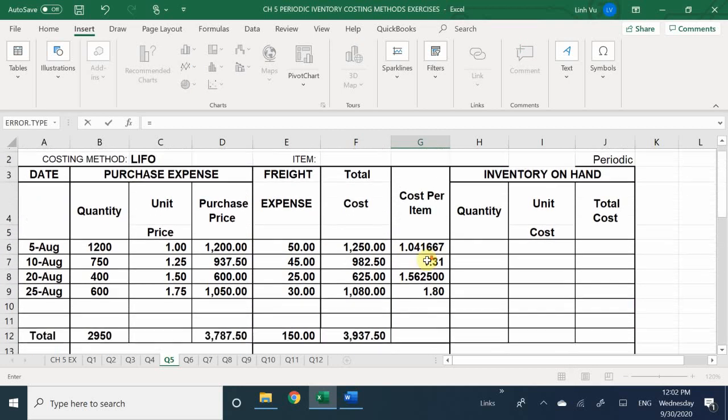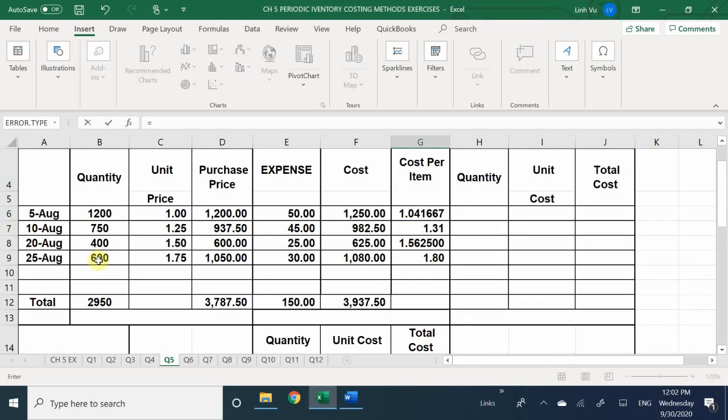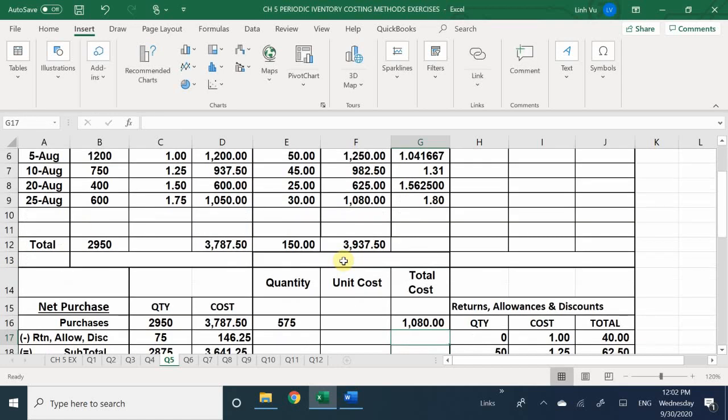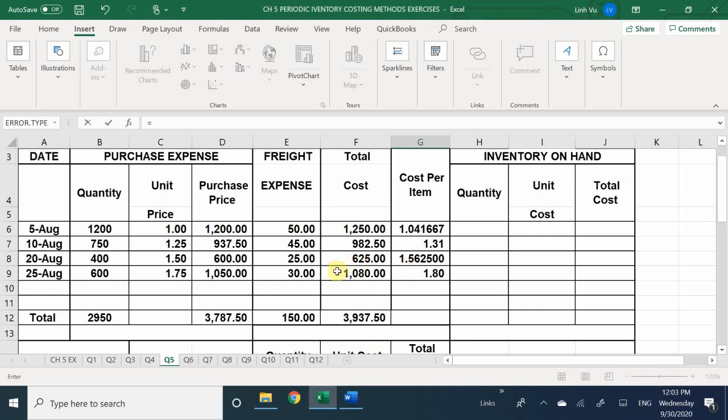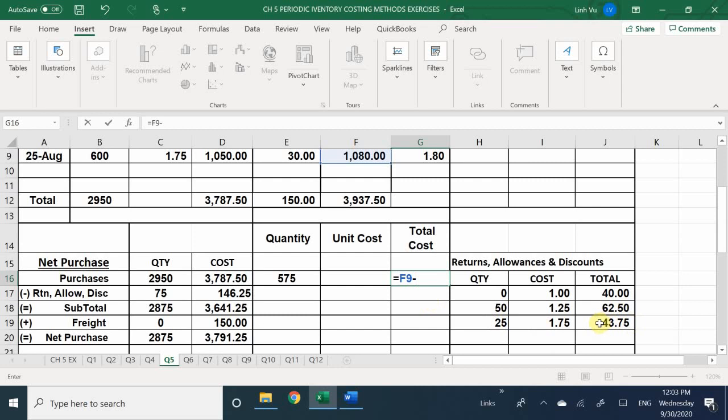However, we also need to update our inventory or the total cost, because here I originally purchased it for a grand total of $1080, but I've also returned 25 items worth. So I no longer have 1080. I actually have 1080 minus the $43.75. So I actually have 1036.25.